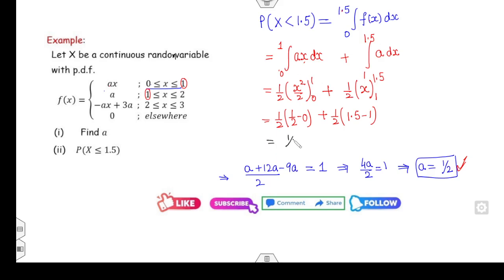So the answer is 1 over 4. This number is 0.5, which is again 1 by 4. Therefore, your final answer becomes 1 by 4 plus 1 by 4, which is half, the right answer of the problem.